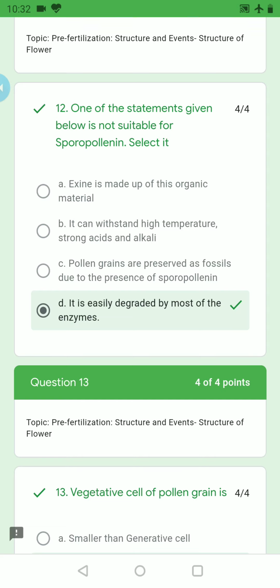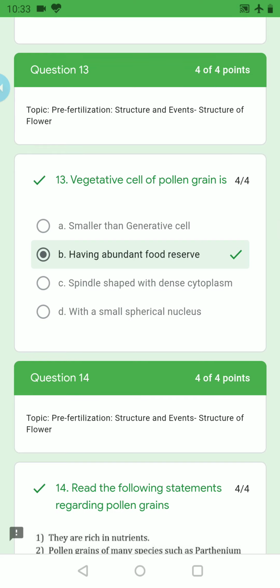I told you the exine is made up of sporopollenin, which is one of the most resistant organic materials. It can withstand strong acid and alkali. No enzyme that degrades sporopollenin is known so far. Because of this property only, the pollen grains can be preserved as fossils. I hope you can remember, isn't it? The next question. So did you get it?